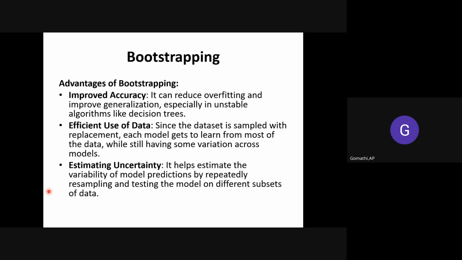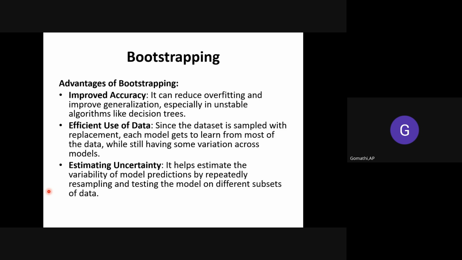So next, what are the advantages of bootstrapping? It is mainly used for improving the accuracy level, and we can use the data set in an efficient manner. So improved accuracy, that is, it can reduce overfitting and improve generalization. To improve the accuracy, it uses the decision tree algorithm.